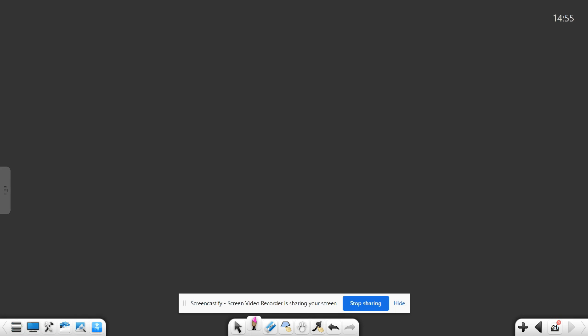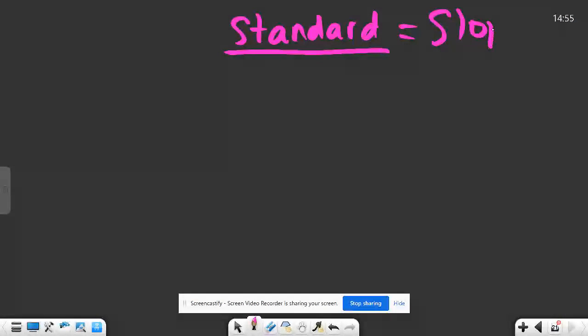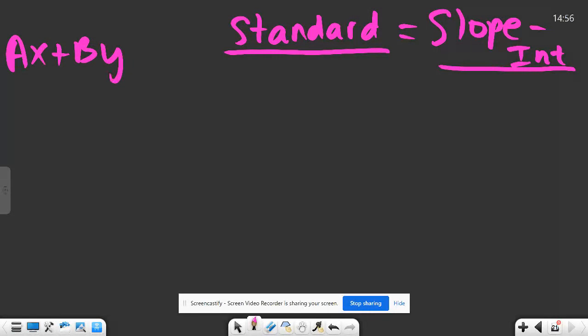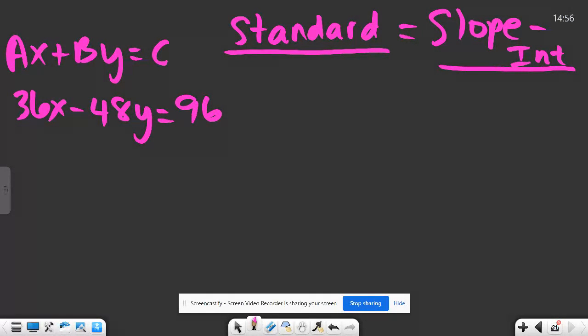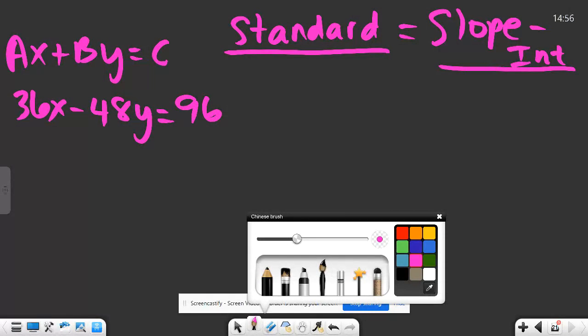So if you have a standard form equation, the first thing you need to do in order to convert it to slope-intercept form is that you're going to have to label your A, your B, and your C. So for example, if we have 36x minus 48y equals 96, you're going to have to label your A.